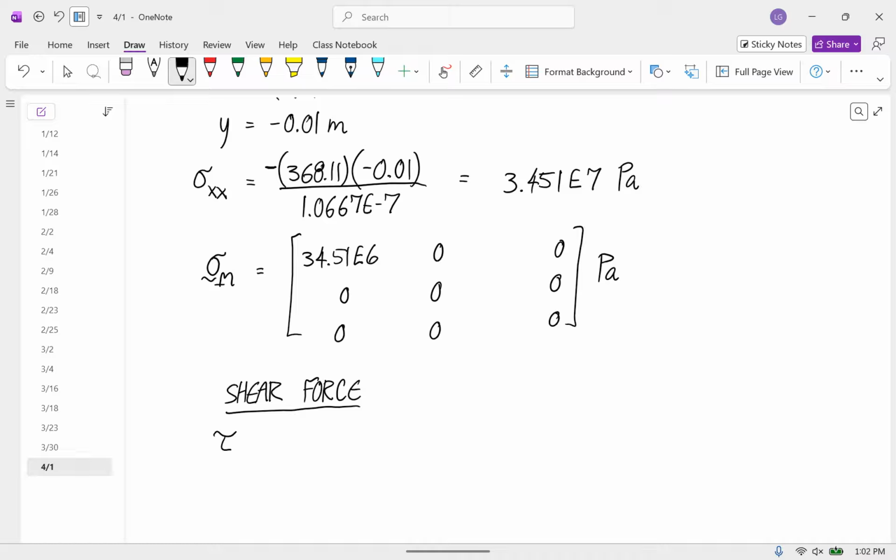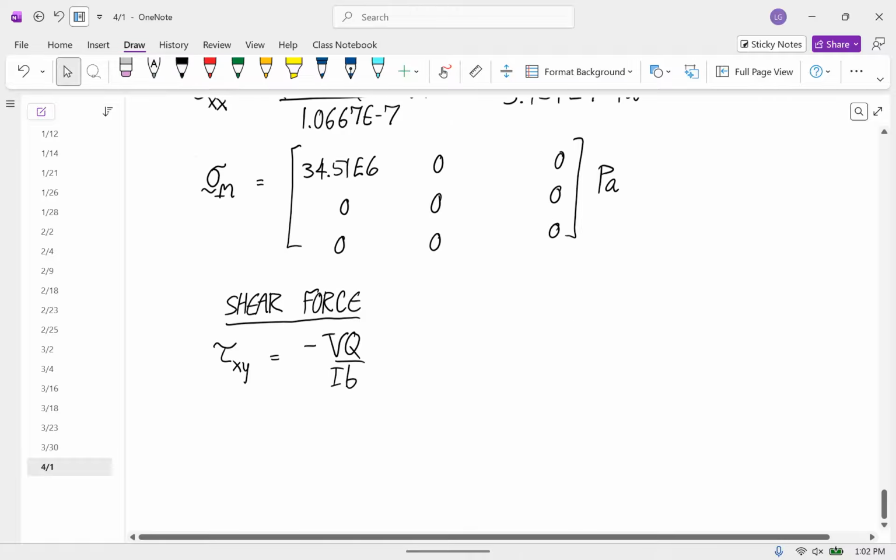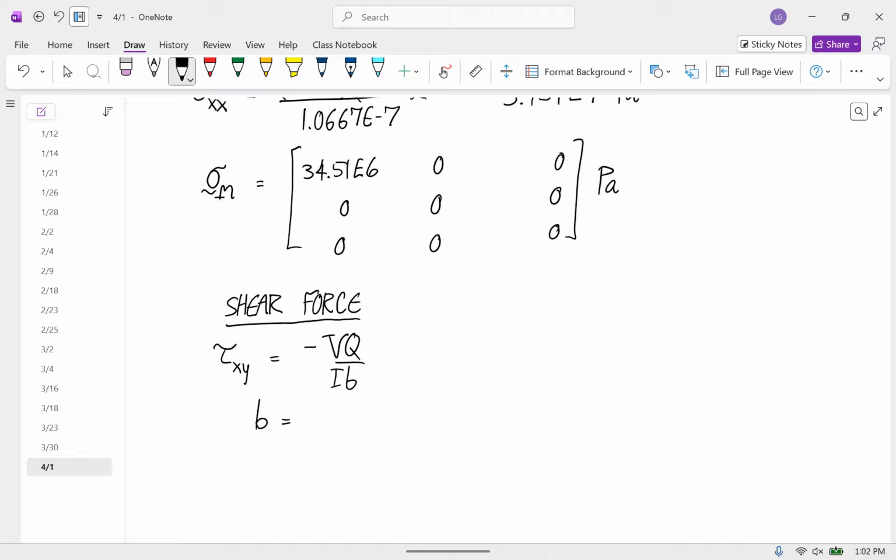And tau xy is equal to negative V times Q over I b. We already have I. b is, for a rectangular shape, the same at any height. So this is just 0.02, just the width.